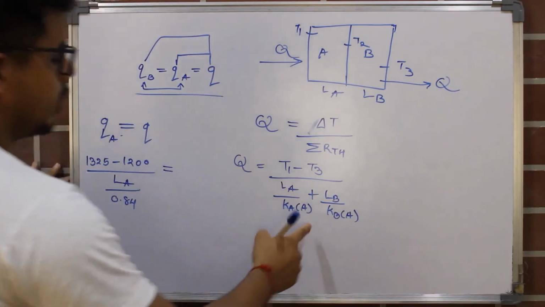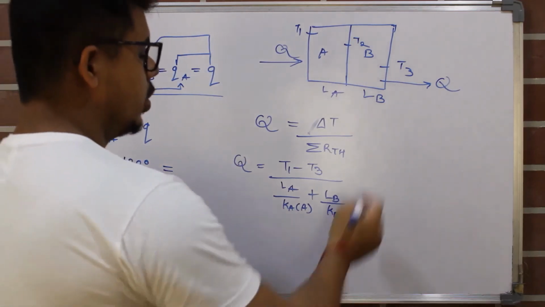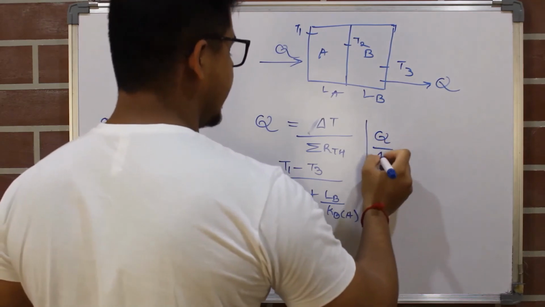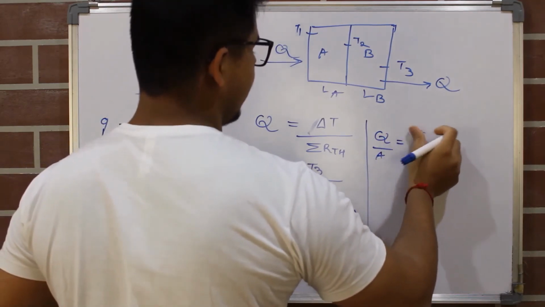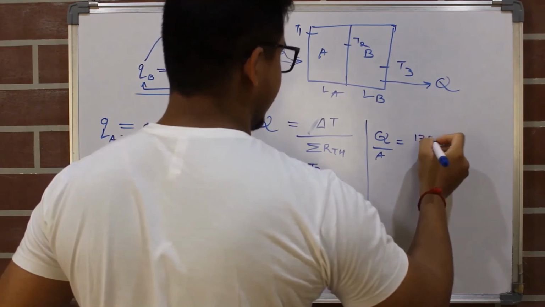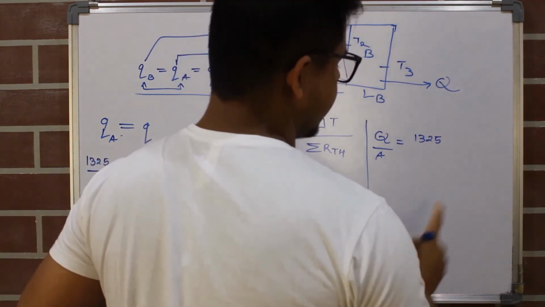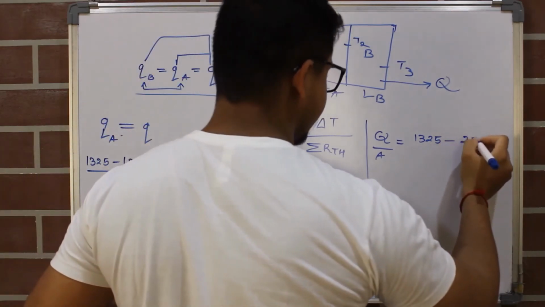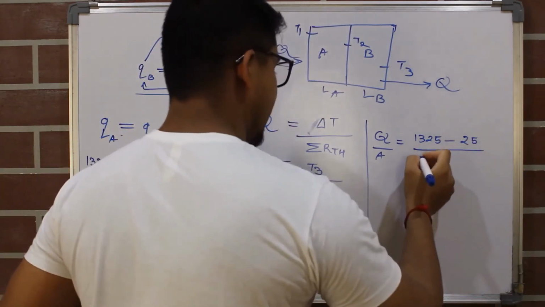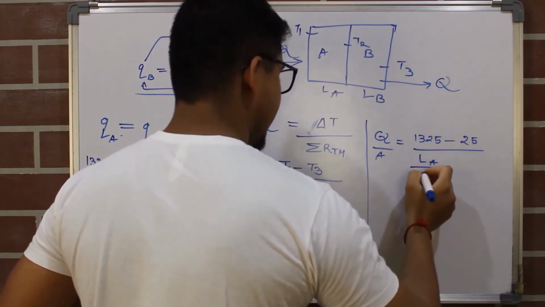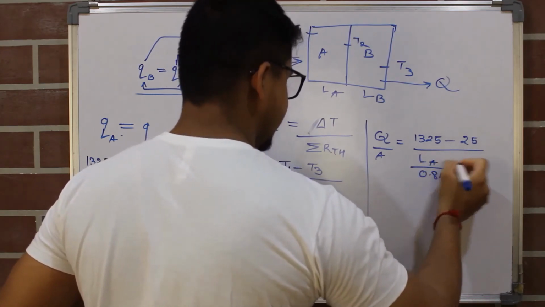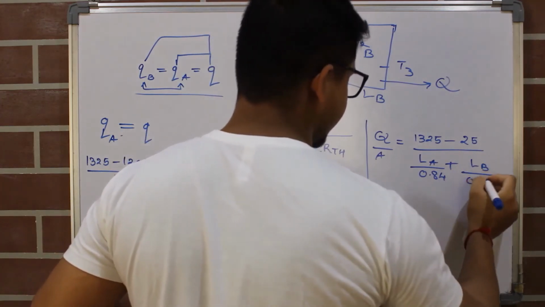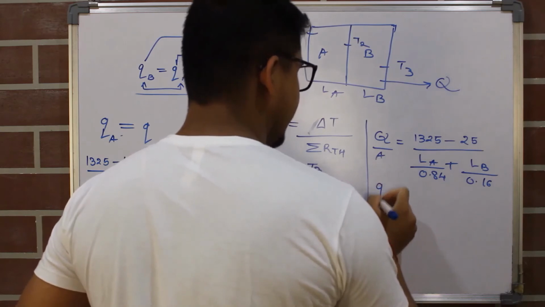But we don't have A, so we will bring it to the denominator of Q. So it will be Q divided by A is equal to T1, which is 1325, minus T3 is 25 degrees Celsius, that is the ambient or surrounding temperature, upon LA, which we want to find, divided by Ka is 0.84, plus LB, which we want to find, divided by KB is 0.16. And this will be small q.